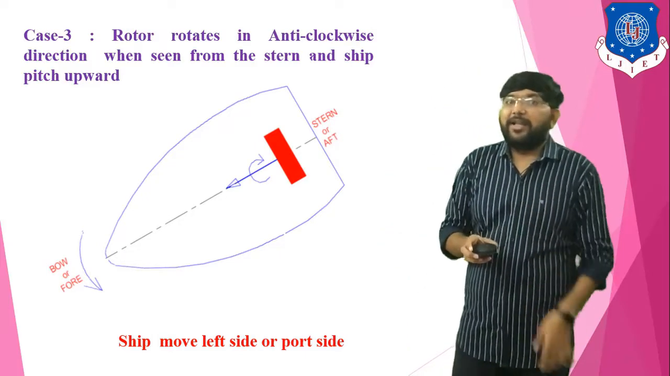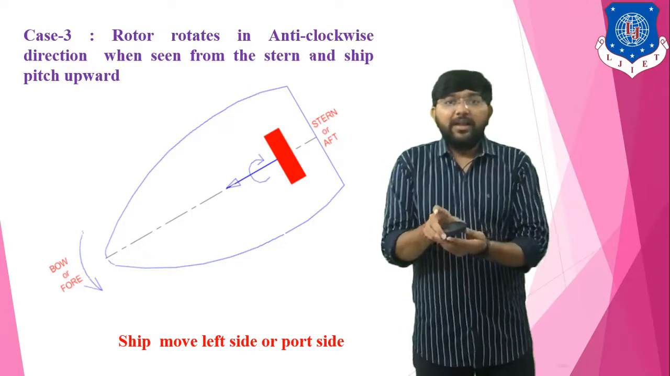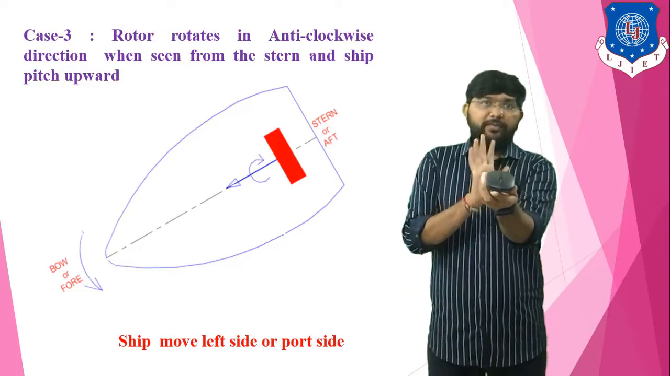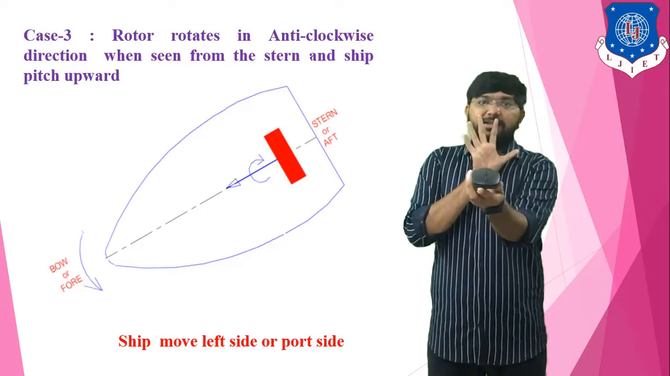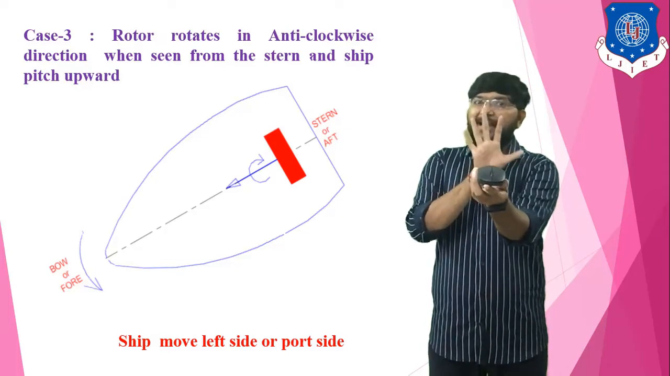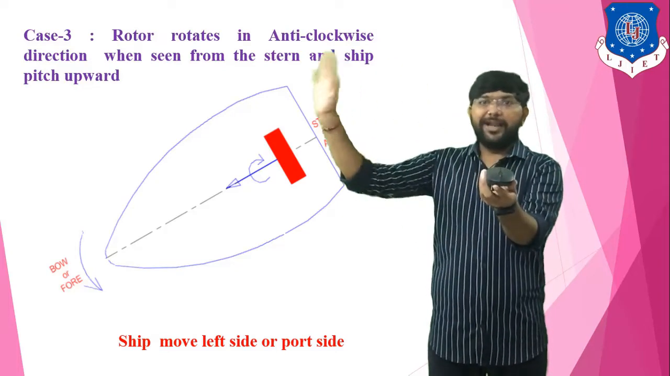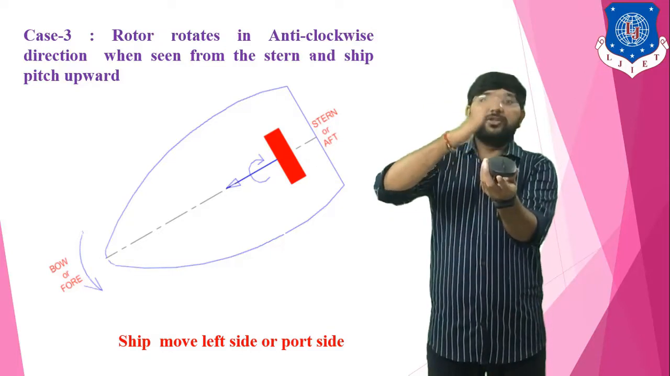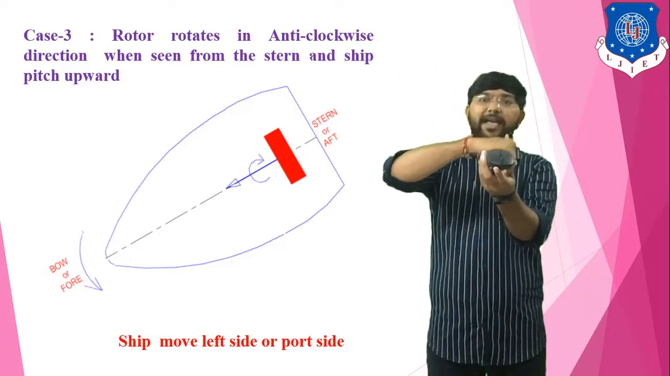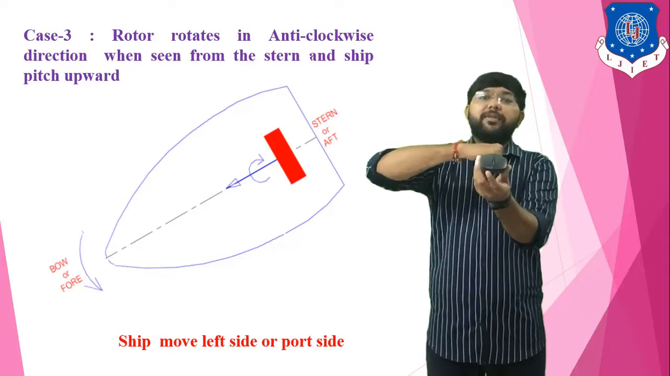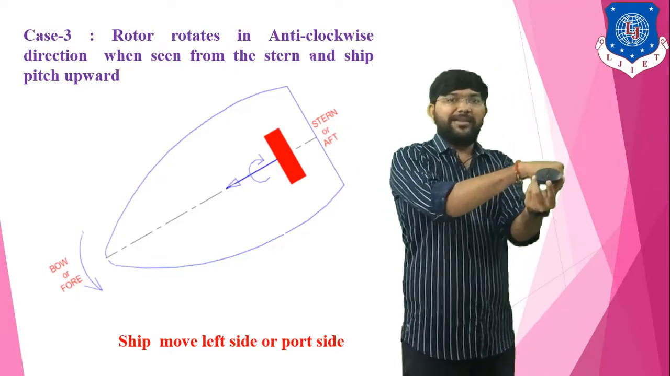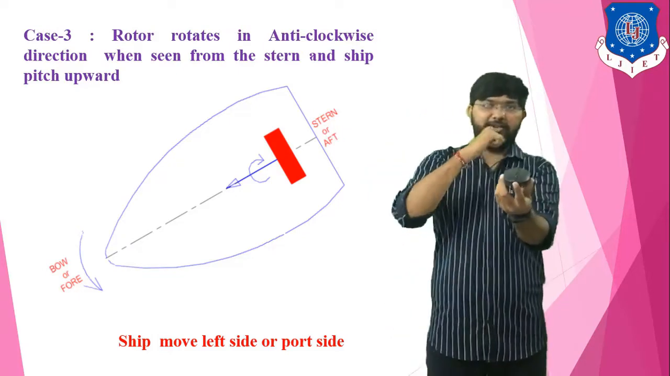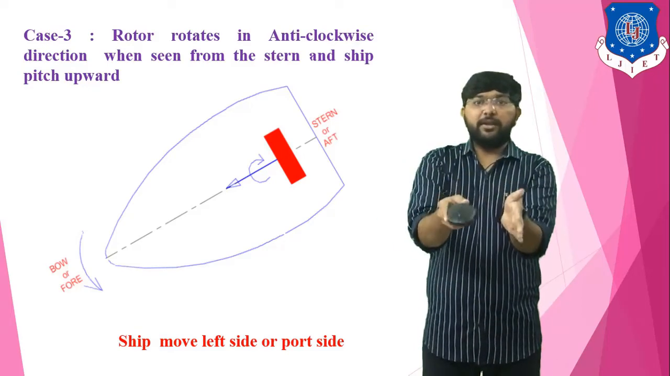Once again I explain case number 3. This is the ship. You observe the ship from the rear side. This is the stern side. Rotation is anti-clockwise. We have to use the right hand thumb rule. Put your finger in the anti-clockwise direction. So if you put your finger in this direction, at that time the angular momentum is like this, in the reverse direction. Clear? Now the ship pitches upwards.